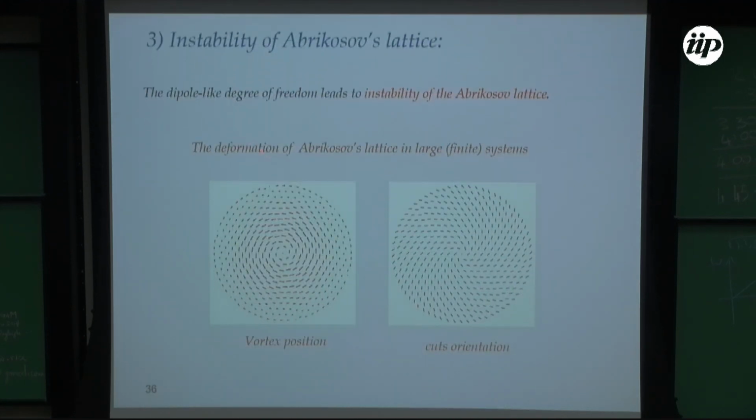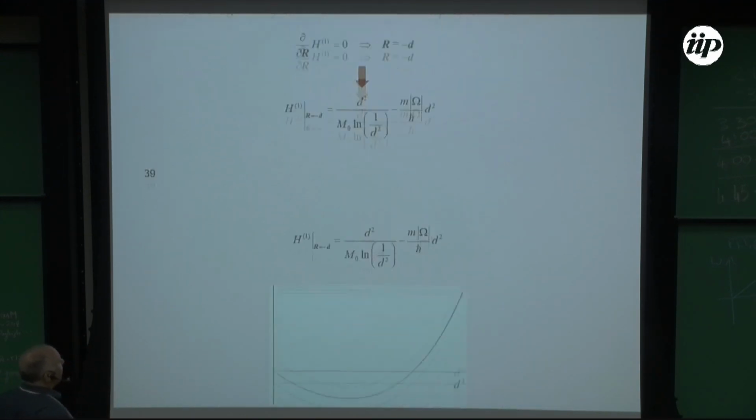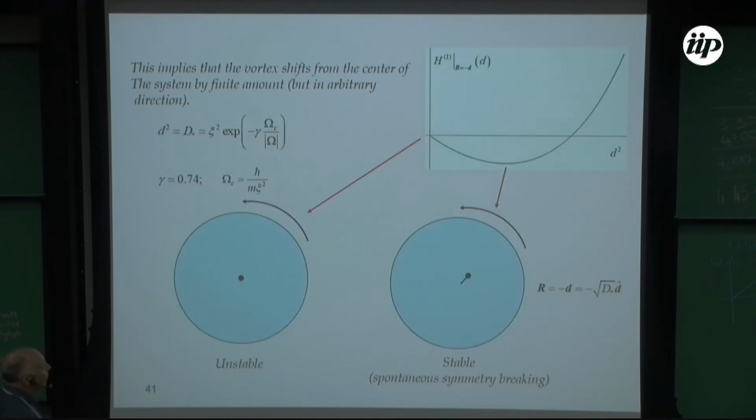Another example is what I showed you before, this Abrikosov lattice instability. What happened here is that we know that if there is an additional degree of freedom, there are some cases where it's better to exploit this additional degree of freedom and to lower the energy. And this is exactly what happened here. And maybe I will just say something about this.